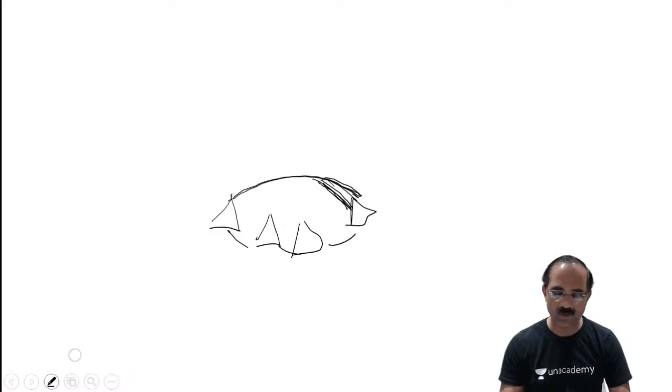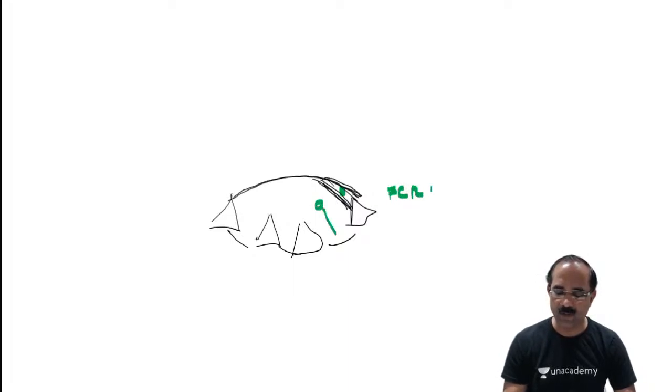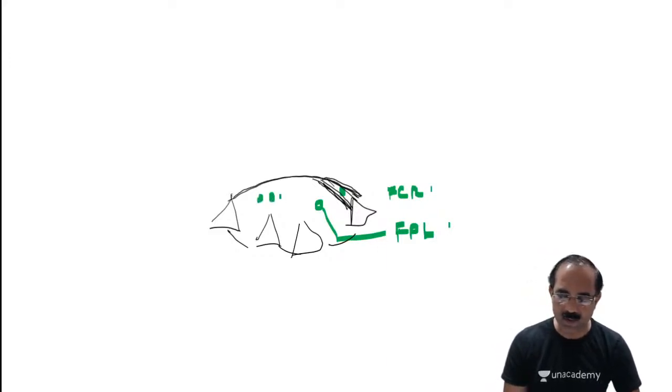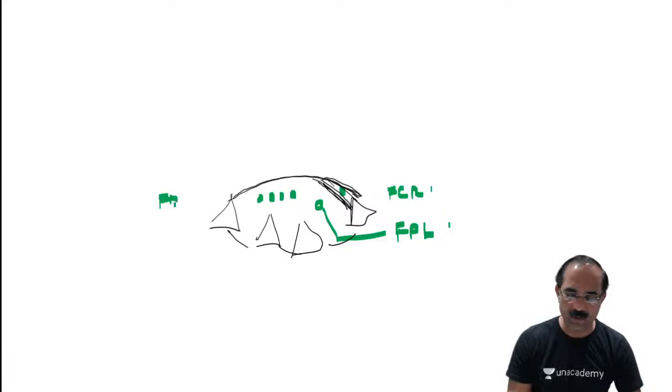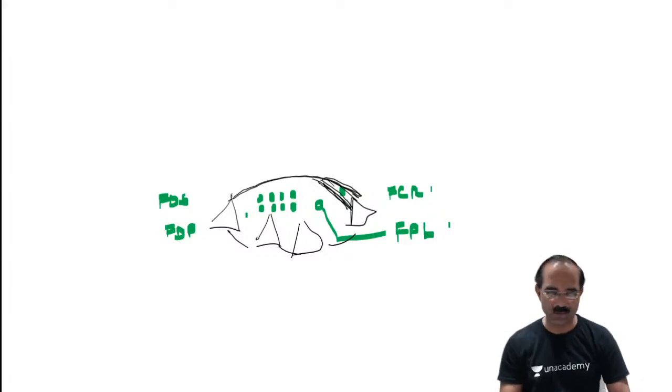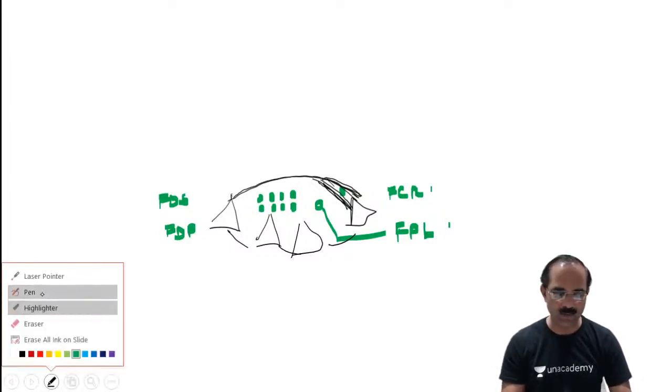What are the structures passing through the carpal tunnel? Can you tell me what this structure is? This is the tendon of flexor carpi radialis. What is this tendon of? This is the tendon of flexor pollicis longus. What are these four tendons of? Flexor digitorum superficialis. And these four tendons? Flexor digitorum profundus. Flexor digitorum superficialis and profundus.